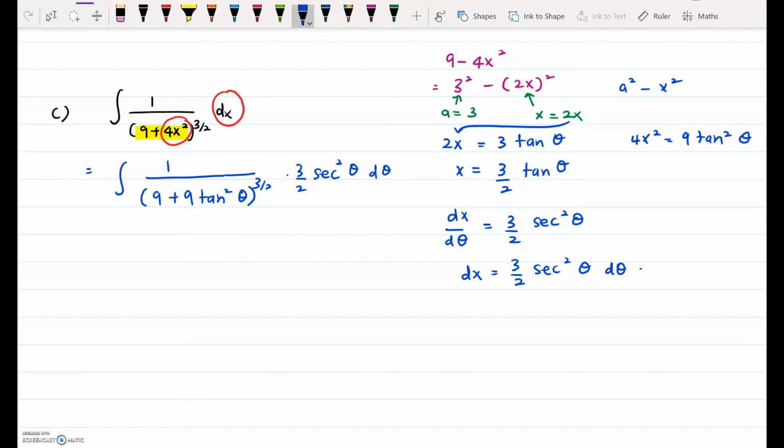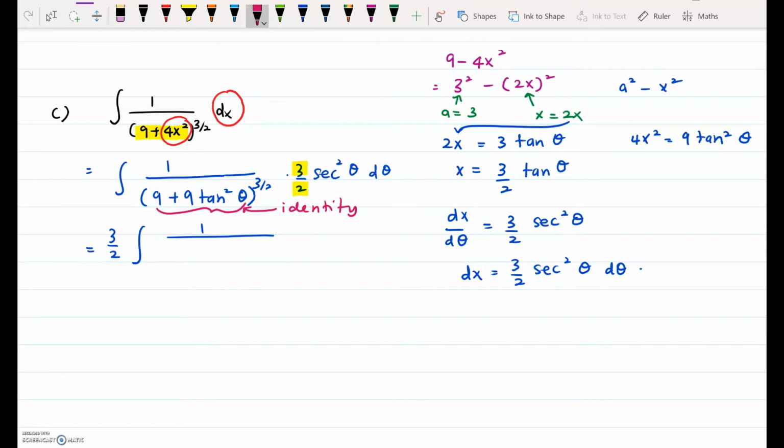Be careful when you write your constants. Make sure the numerator is placed in the numerator and the denominator is placed in the denominator. Next, simplify. We can put the number 3 over 2 outside the integration, and then we have 1 over the terms in the bracket. 3 over 2 is actually the square root of 2 and power of 3, so we have to modify the terms in the bracket using the identity.